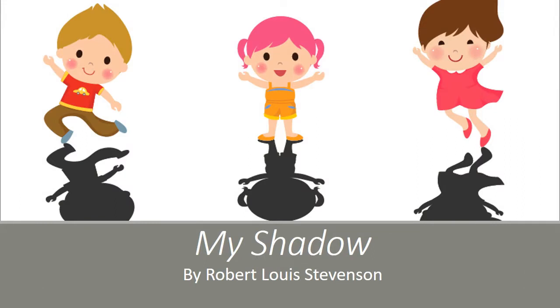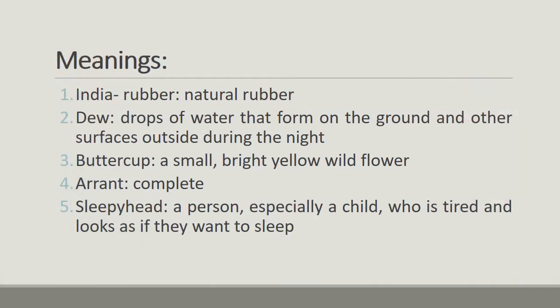First, we did the poem My Shadow by Robert Louis Stevenson. The meanings and the activities given in the textbook were already done, but I have added some extra exercises which we'll be doing now. So first, let's revise the meanings.